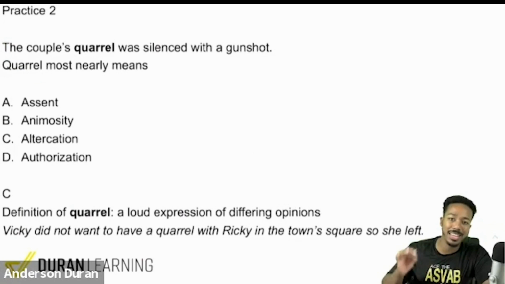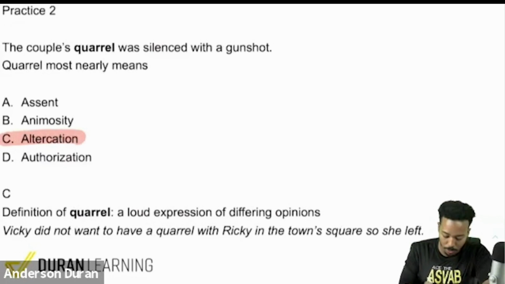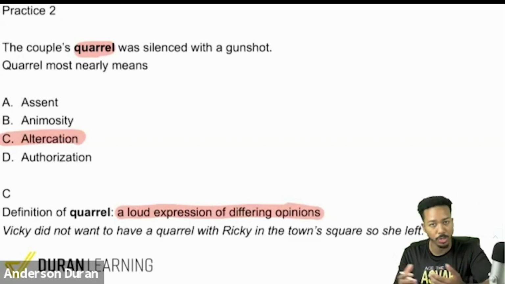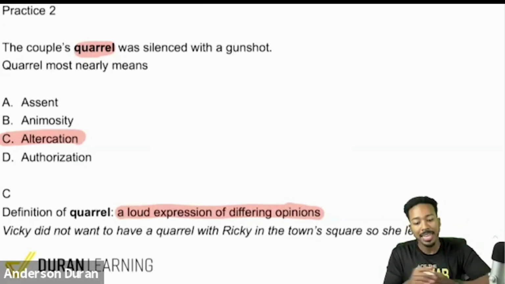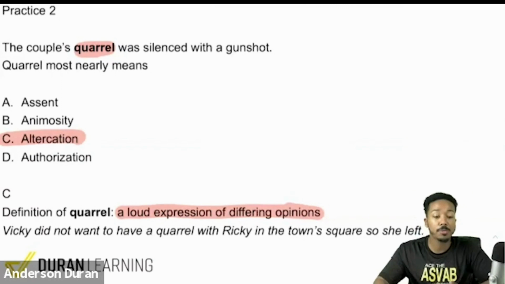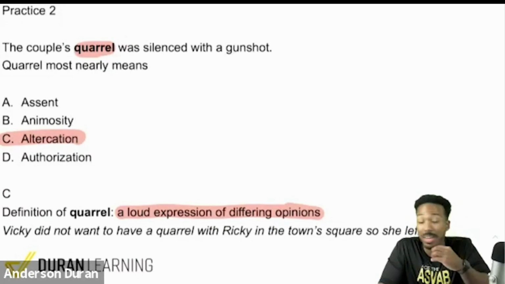First off, let's talk about altercation or quarrel. A quarrel is a loud expression of differing opinions. An altercation, a debate, an argument, those all mean the same thing. Now, if you're saying animosity should be the answer, let me tell you why not. It's because animosity is a feeling, not an action. One more time: animosity is a feeling, not an action.